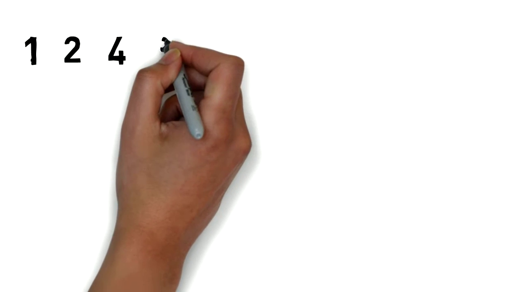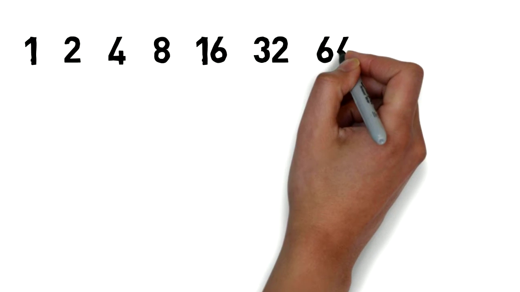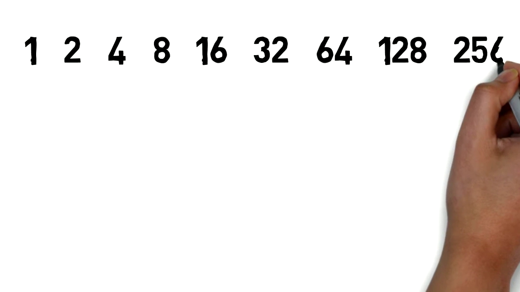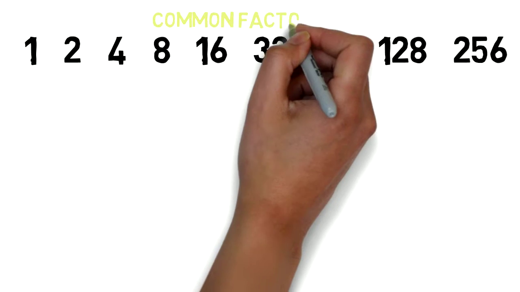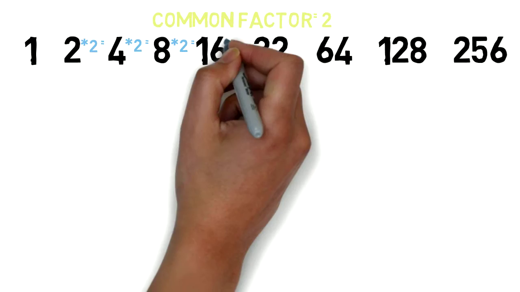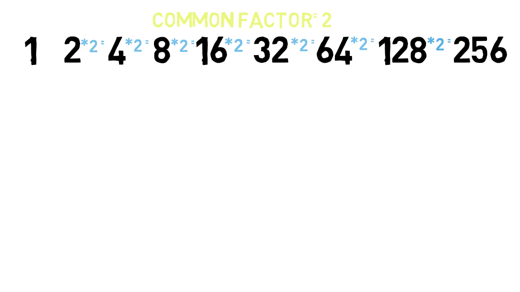For example, 1, 2, 4, 8, 16, 32, 64, 128, 256. This sequence has a factor of 2 between each number. Each term except the first term is found by multiplying the previous term by 2.